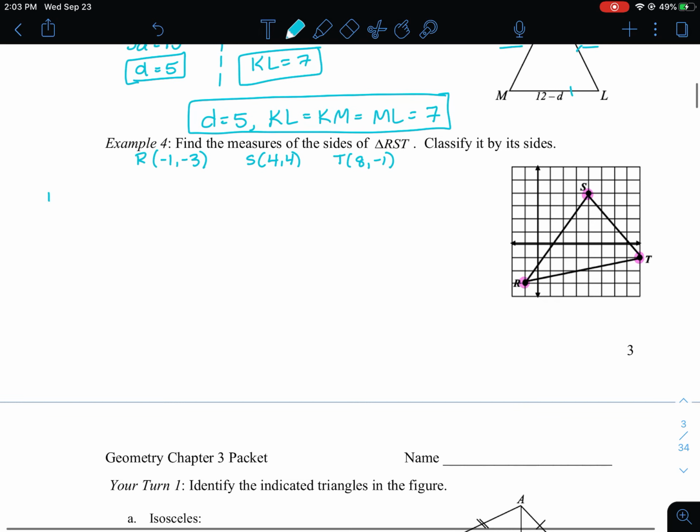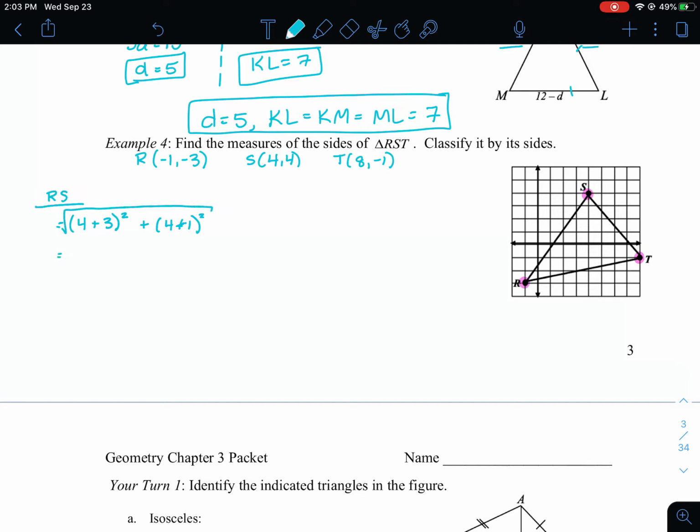So if I want to find R to S, and remember you could use Pythagorean theorem if you'd like, I'm going to do 4 plus 3, because minus a minus gives you that plus, and 4, I'll do the minus and -1 to show you that's a plus. And don't forget your square root. So we end up getting 4 plus 3 is 7, 7 squared is 49, plus 4 plus 1 is 5, 5 squared is 25. 49 plus 25, we get 74. Square root of 74.